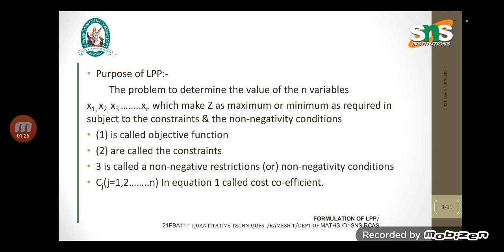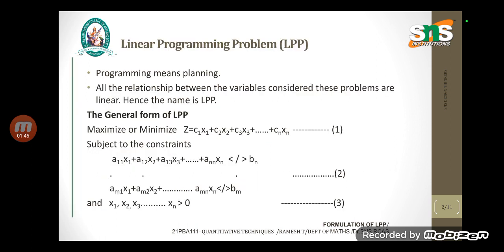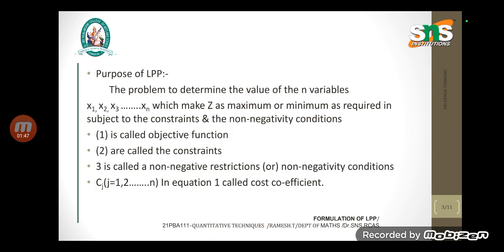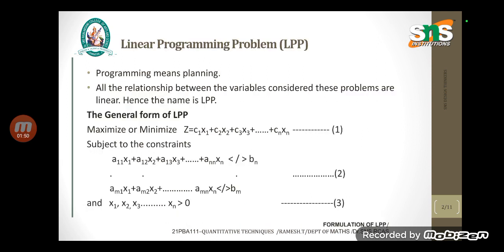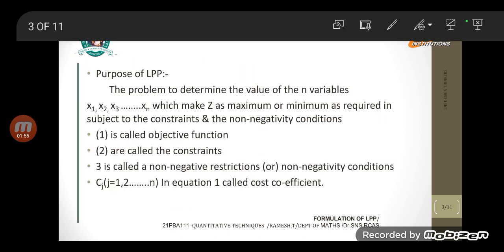So what is the purpose? The purpose of LPP is to determine the values of the n variables x1, x2, ..., xn, which make z maximum or minimum as required, subject to the constraints and non-negativity conditions. Equation 1 is called the objective function, equation 2 is called the constraints, and equation 3 is called the non-negativity restrictions or non-negativity conditions. Cj is a cost, and therefore that one is called a cost function.